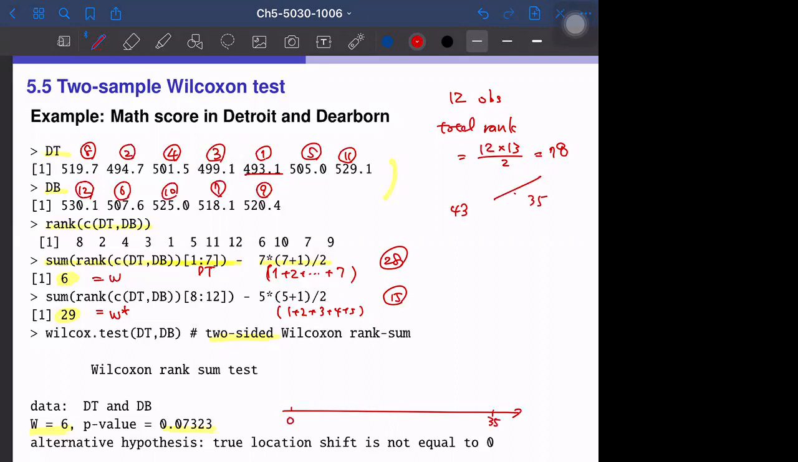And W is equal to 6. So we have some histogram like this, and also the other way around. So we think about 29 to 35. We also have 7 bins. Then this total area is the p-value, and that is 0.073. So we do not reject the null hypothesis.